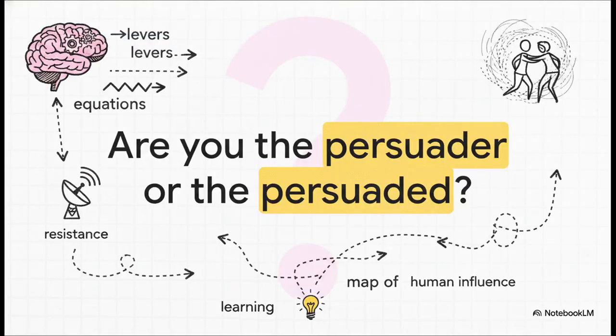Wow, okay, so we have unpacked the academic equations, the psychological levers, the deep tension of dissonance, and the radar of our own resistance. Persuasion isn't just theory, it is a constant, simultaneous dance happening all around us every single day. So as you go back out into the real world armed with this new map of human influence, I want to leave you with this one question. In your own life, in your very next interaction, are you the persuader or the persuaded?